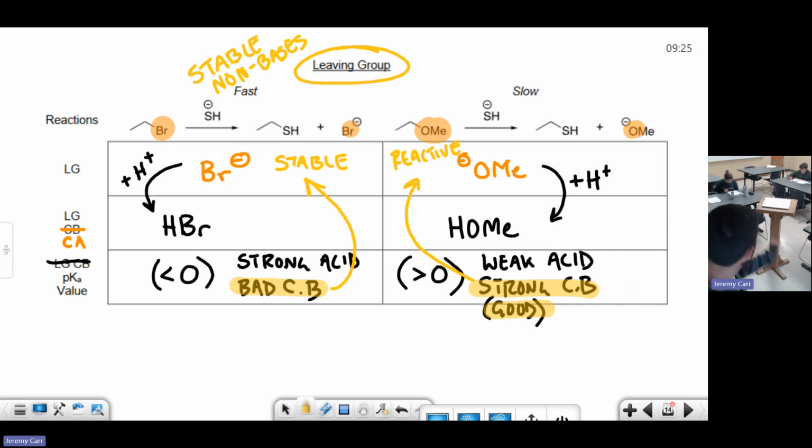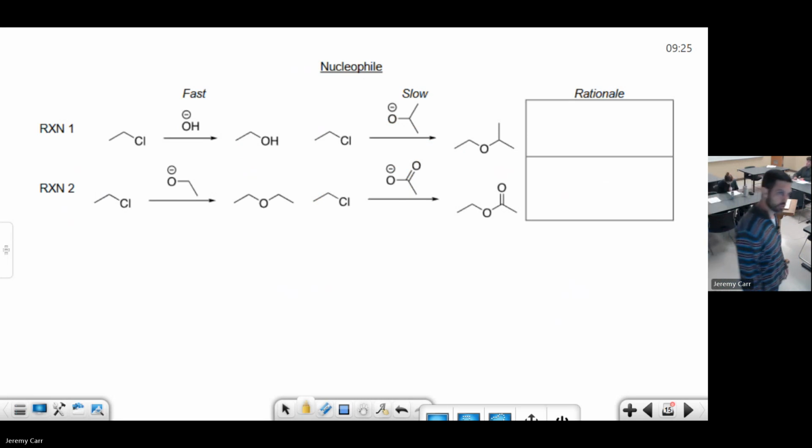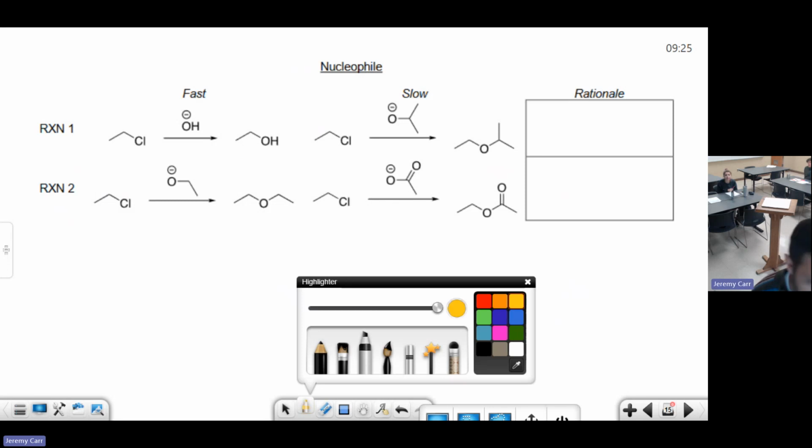So that's how we think about leaving groups, right? We want things that are easy to fall off, that are non-reactive, that are nice and stable. We want our electrophiles to be small and compact. What's the other factor? The nucleophile. All right, so we have two reactions to look at here. Our first reaction is fast. So we have hydroxide reacting, our nucleophile here.